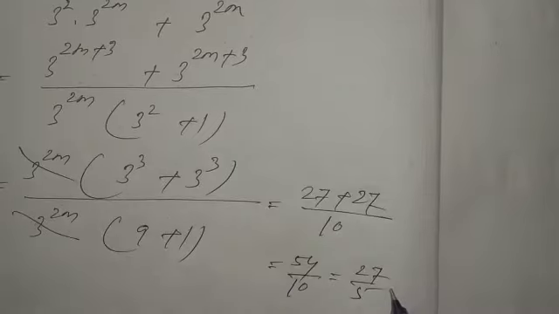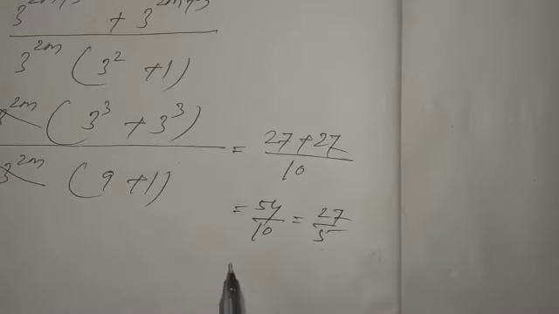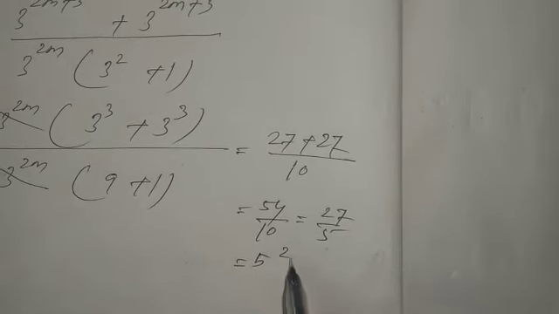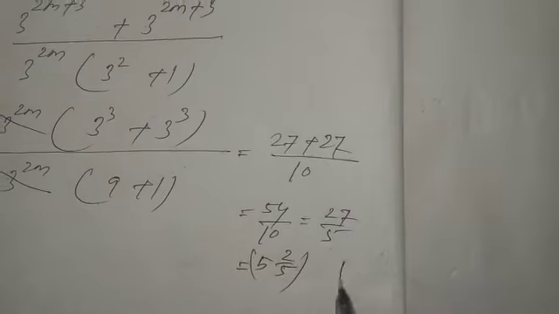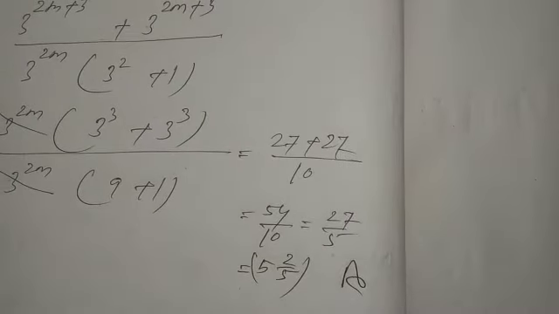Just see the answer, how much is coming? 27 by 5 means we can make it a mixed fraction like 5 2 by 5. This is the answer of number 2, the first part. See the second part of the question. What is given?